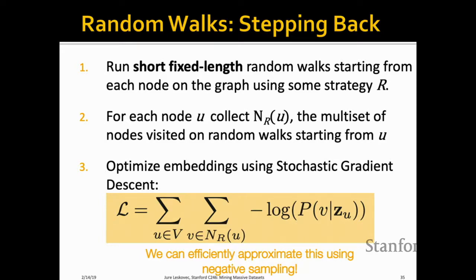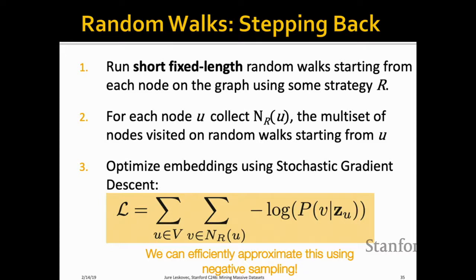Now that I have this neighborhood N sub R, I will optimize embeddings using stochastic gradient descent, where essentially I'm trying to minimize this equation L, where I'm summing over the nodes, I'm summing over the neighborhood of a given node, and then I'm trying to optimize this log probability, where given the coordinates of node u, I want to predict whether node v is in the neighborhood, right?